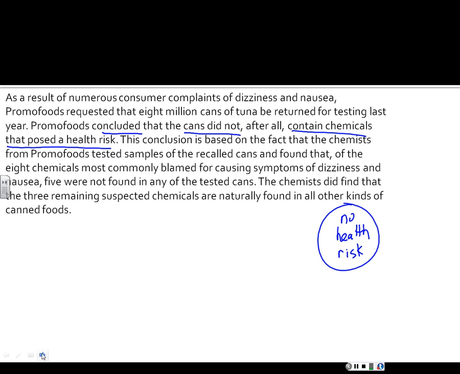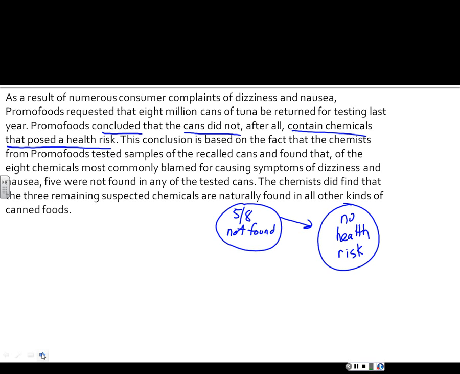That conclusion is based on the fact that chemists from Promo Foods tested samples of recalled cans and found that of 8 chemicals, most commonly blamed for causing these symptoms, 5 were not found in any of the cans. 5 of 8 not found. So based on that information, they conclude no health risk.